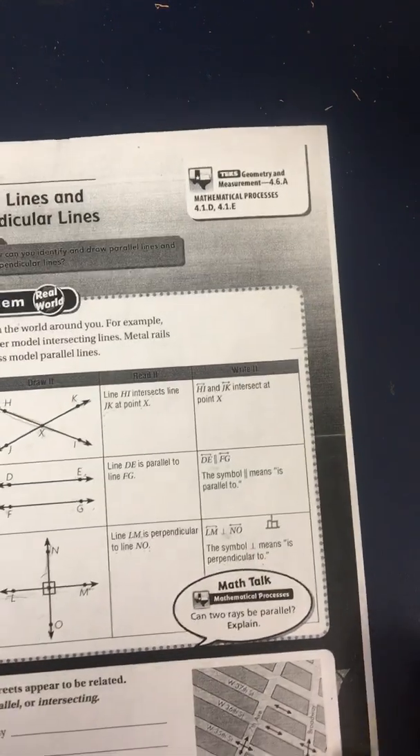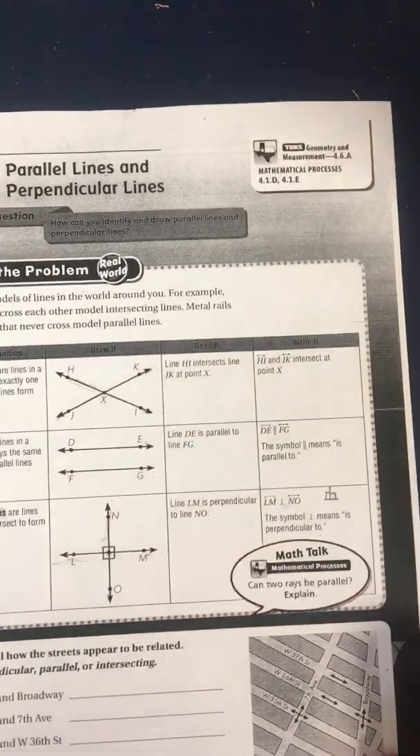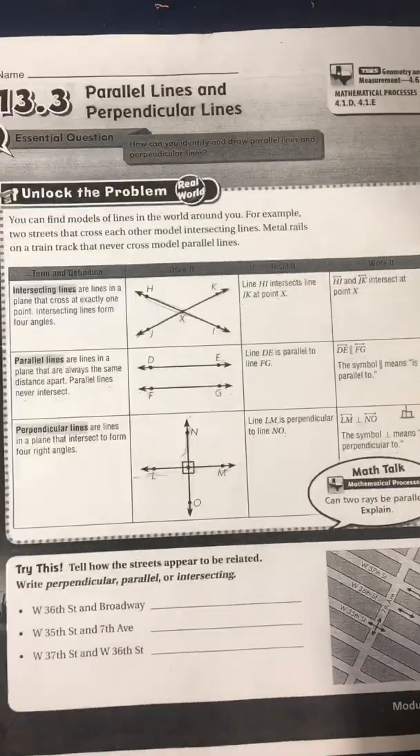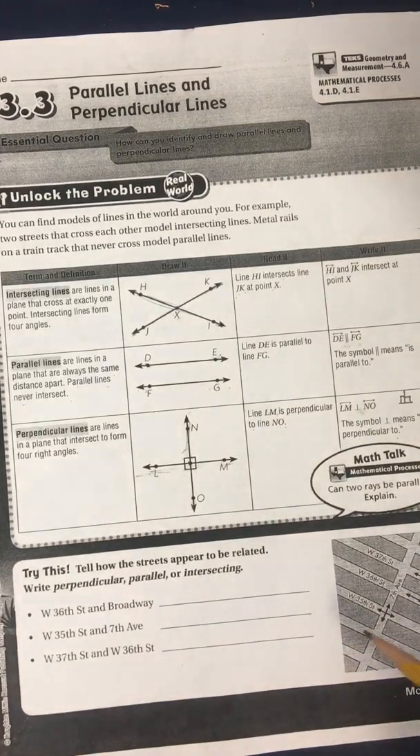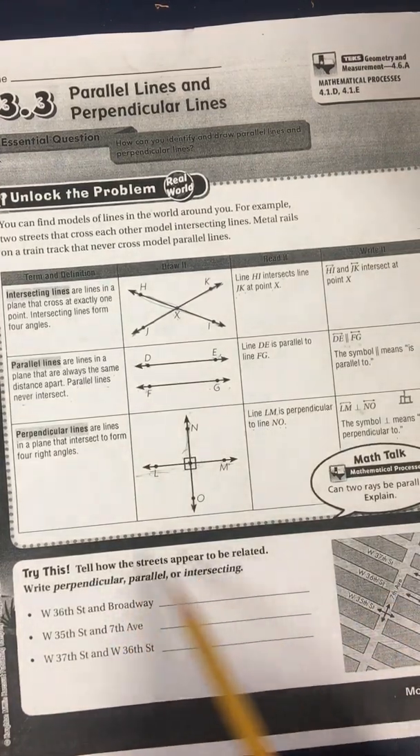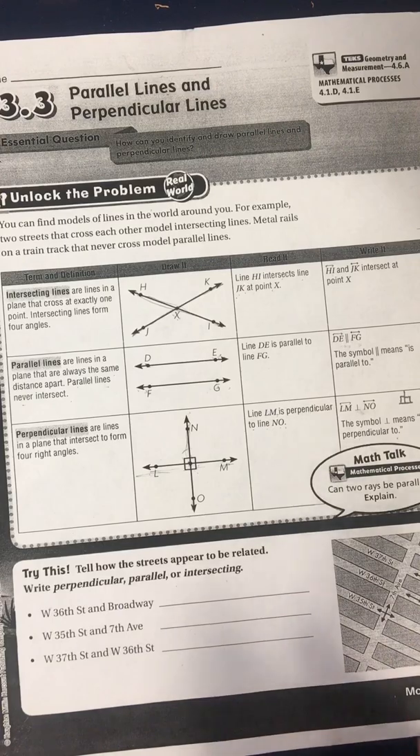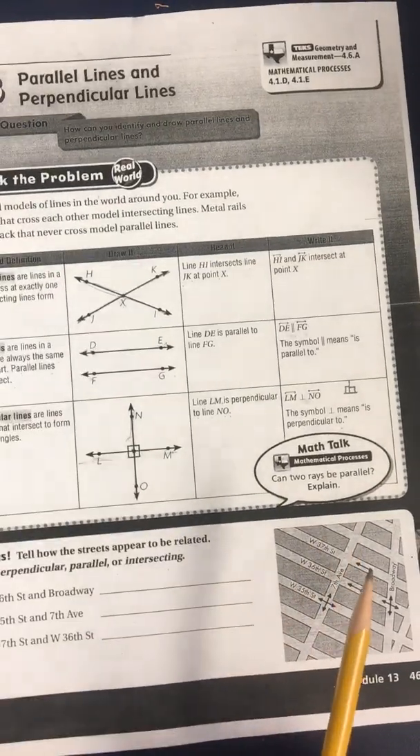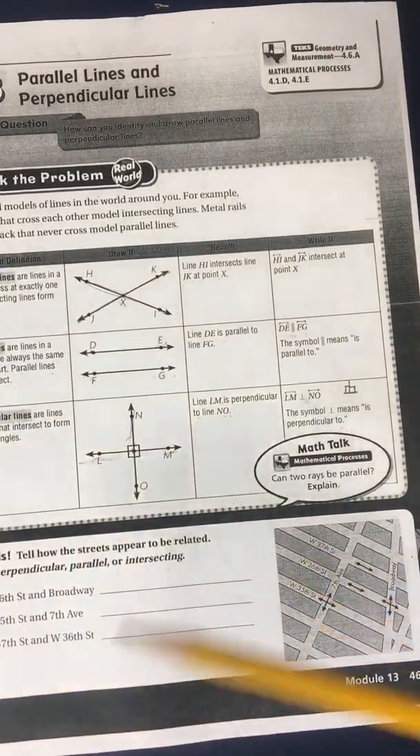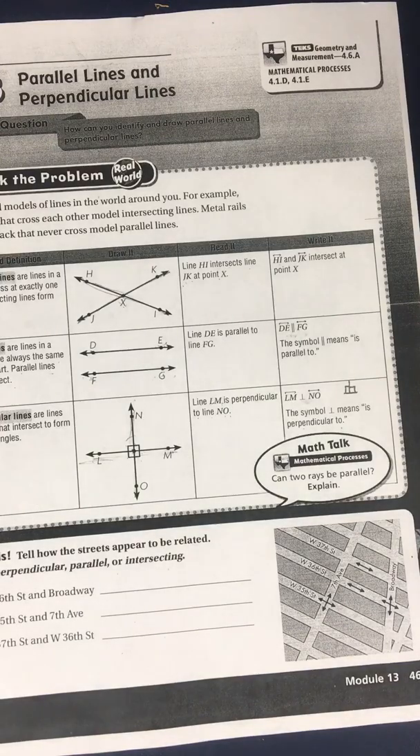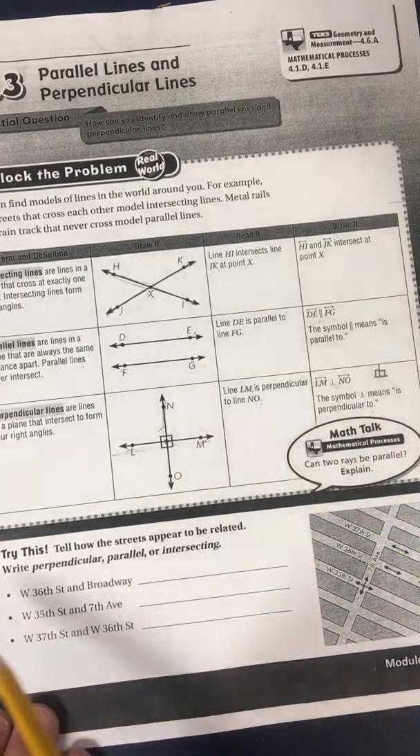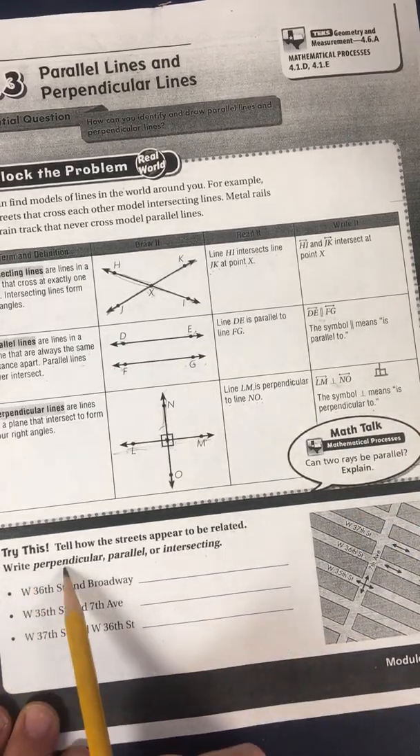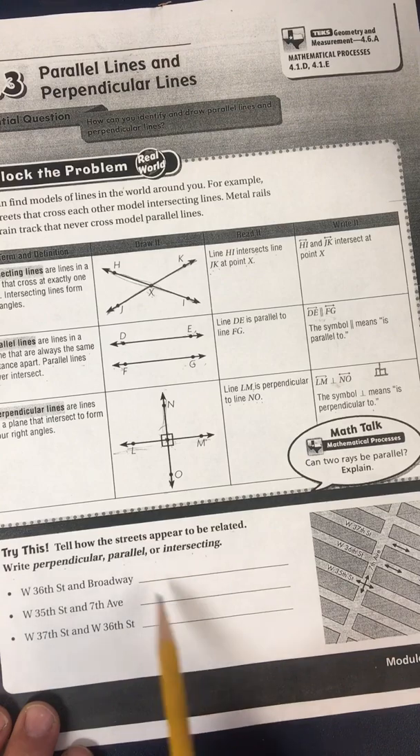Go back to these notes and this page right here to help you with your work. Now on the bottom, I'm going to do this one with you. They give you a picture of streets and they want you to tell how the streets appear to be related: perpendicular, parallel, or intersecting. And if you can't tell with your pencil, you're always welcome to use a highlighter. But most students use their pencil, but they go, okay, so we want to write perpendicular, parallel, or intersecting down here.